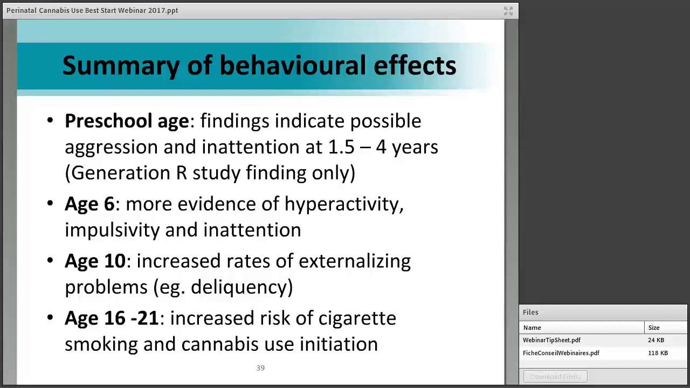Behaviorally, there were also lots of concerns identified. As I mentioned, the Generation R study had an early finding, and then the other two also showed, starting as early as age 6, school-age children had more likelihood of having hyperactivity, impulsivity, and inattention. They also demonstrated higher rates of externalizing problems at age 10. There was also a higher risk of self-reported depression and anxiety as early as age 10. And by age 16 to 21, there was an increased risk of delinquency, increased risk of cigarette smoking, and cannabis use as well.